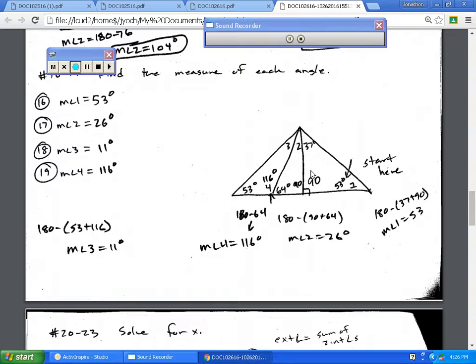Subtract from 180. Measure of angle 1 is 53 degrees. This is a straight line right here. If this is 90, this has to be 90, because 90 plus 90 is 180. 90 and 64, add them up, subtract from 180. Angle 2 is 26 degrees.